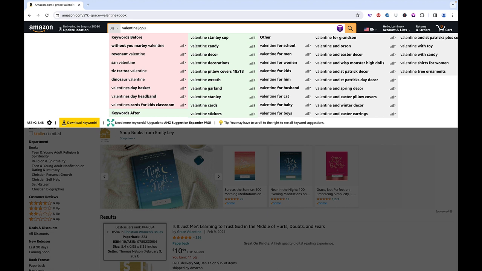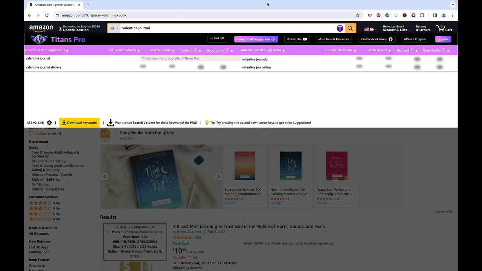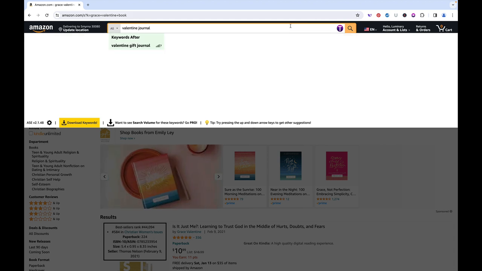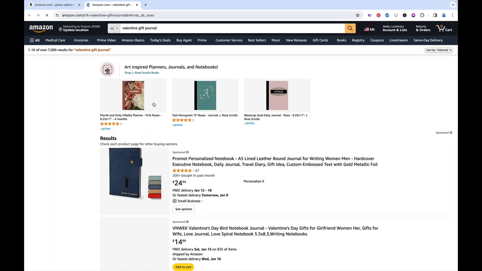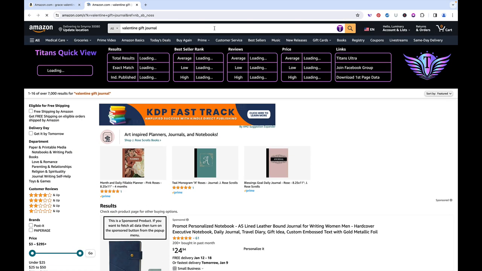But if I look for something like a keyword journal, we do have suggestions from Titans Pro popping up. But if I click out of that, you can see that my extension tool does at least give me one that a Valentine gift journal could potentially be a good fit. As we let this load, the one thing that was nice is that the Titans extension did give me more suggestions than just this one that the Amazon keyword tool did. So that is a reason that I have both loaded up. I do like to go back and forth. This takes a second to analyze the keyword, but once it does, we will have a niche score pop up again on the side here.